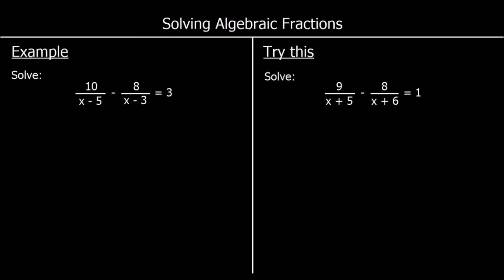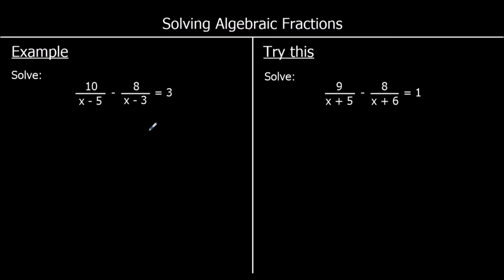So here's another example. This time we have a take away sign. We have one fraction subtracted from another fraction. So we're going to follow the same steps. We're going to take away the fractions first. And to do that, we need to make the denominators the same. So we'll multiply top and bottom of 10 over x minus 5 by x minus 3. And the top and bottom of 8 over x minus 3 we'll multiply by x minus 5.